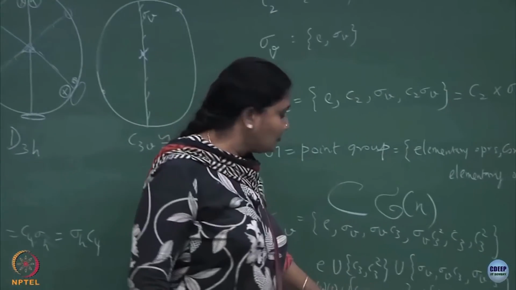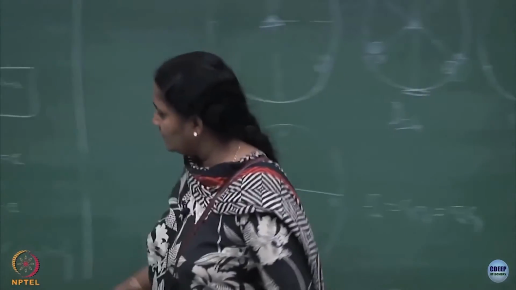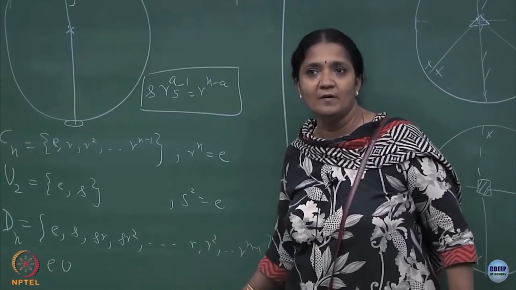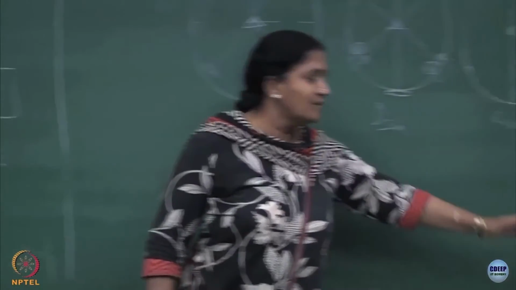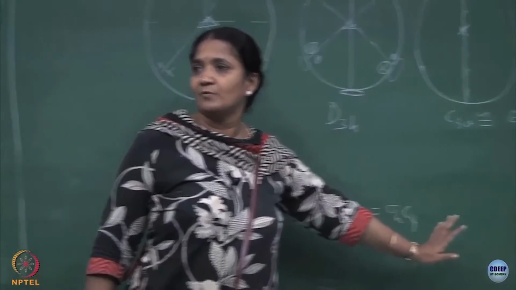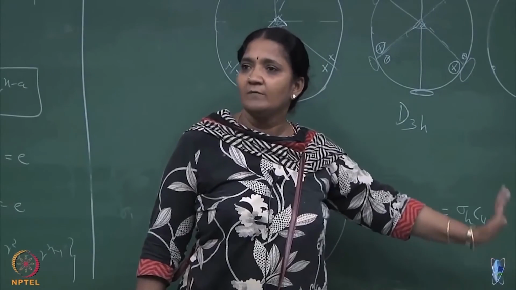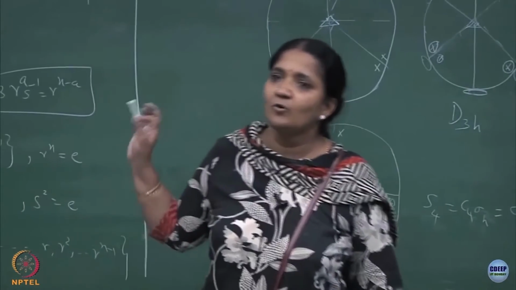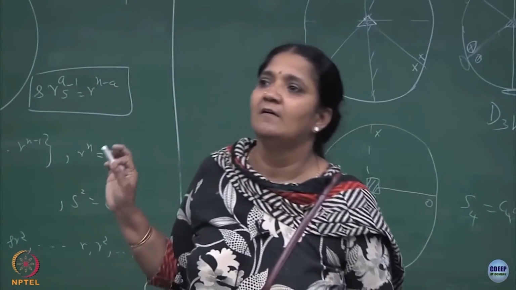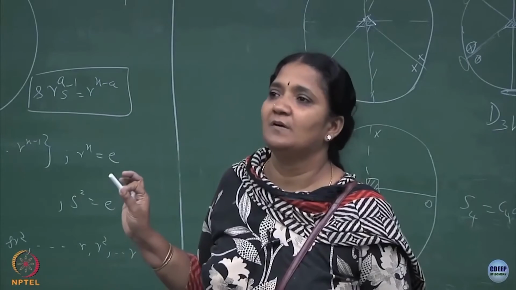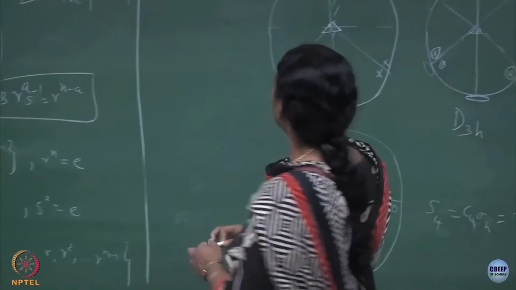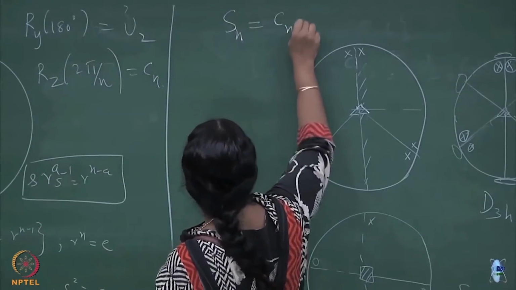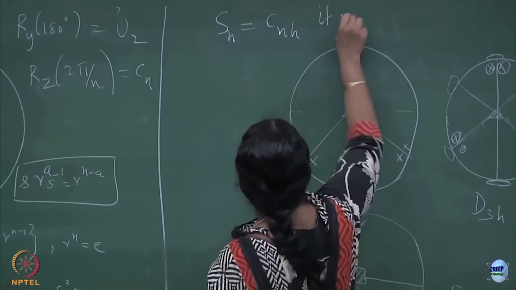And I have left you to try and understand the conjugacy classes of the dihedral group and similarly the conjugacy classes of the Cnv group. When n is odd, when n is even, what is happening? We have seen that the rotoreflection group is an abelian group, and you can also show that the rotoreflection Sn is not very different if n is odd.